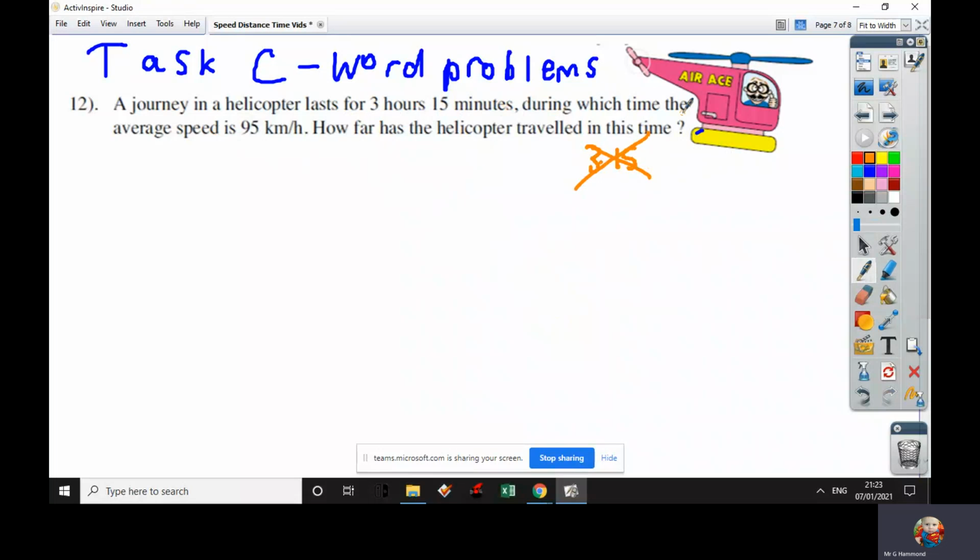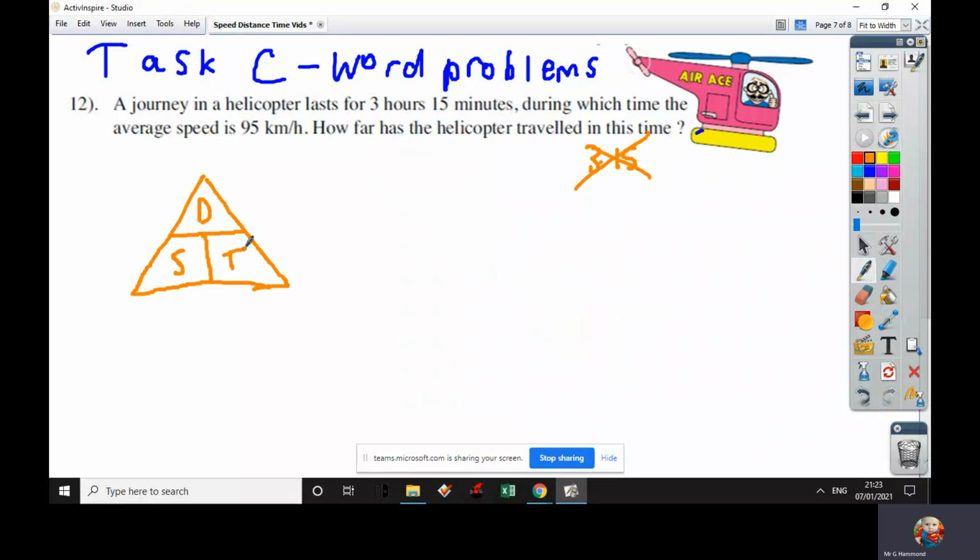So a journey in a helicopter lasts for 3 hours, 15 minutes, during which time the average speed is 95 kilometers per hour. How far has the helicopter traveled in this time? So the first thing you're going to do is draw your speed, distance, time triangle. I'm not actually using an interactive whiteboard here, so it's pretty fiddly the way I'm doing it.